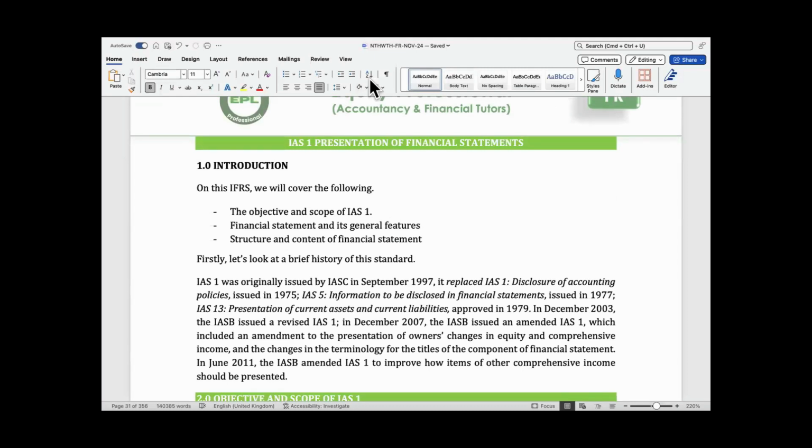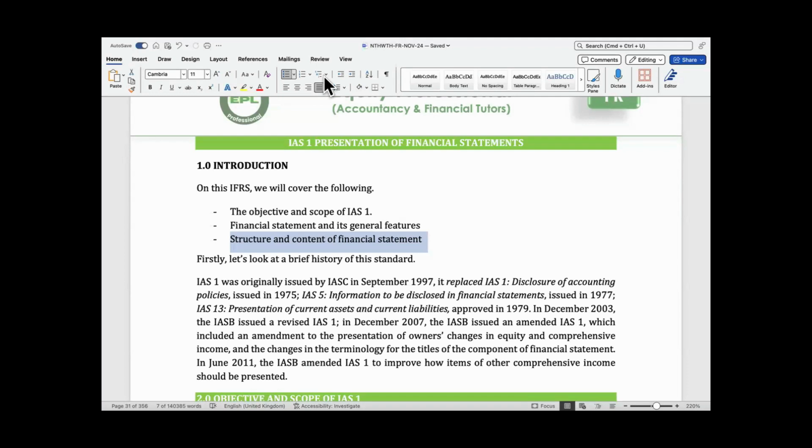So what do we have in front of us today? For presentation of financial statements, first we'll briefly look at the objective of this standard. Then I will look at financial statements and their general features. Then I will look at the structure and the content of financial statements. When we are done with that, we'll solve questions on how we present financial statements.